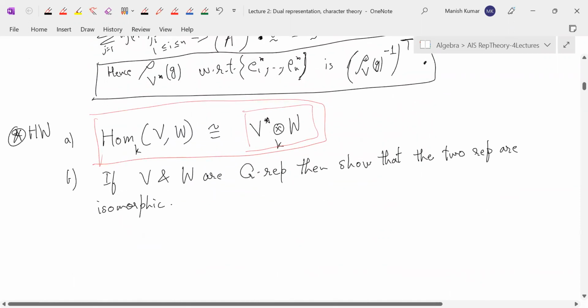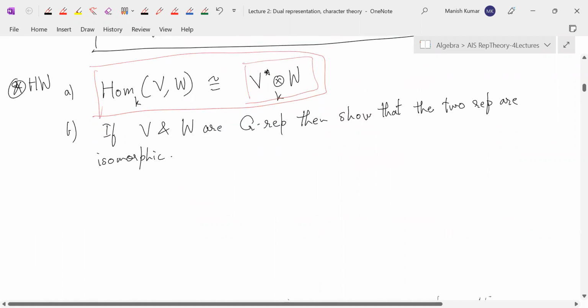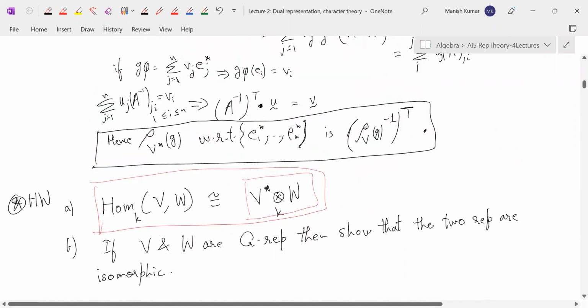So that's all I wanted to say about dual representation. So let's now, are there any questions before I get into character theory?